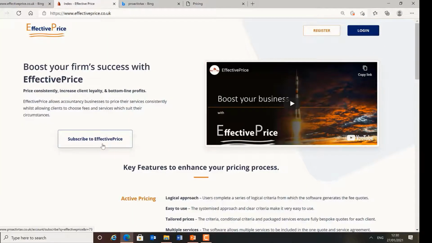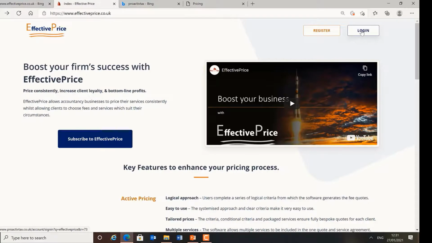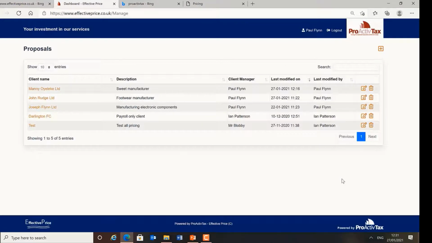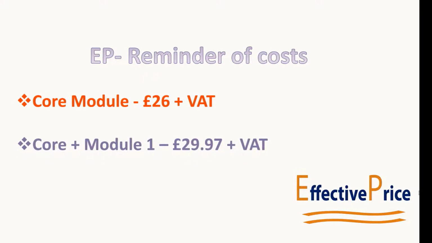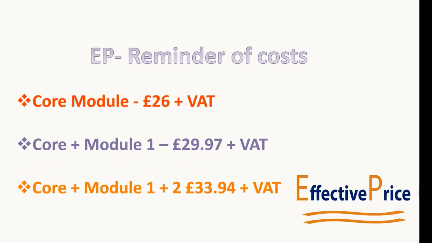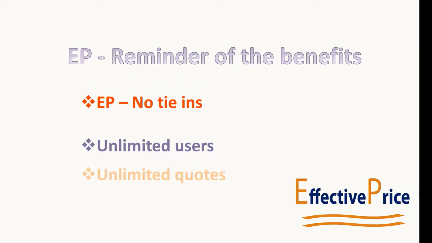So a quick recap. You can subscribe for the software through our Effective Price website, www.effectiveprice.co.uk, and choose which membership option you want. Once you subscribe, you can simply log in to the Effective Price resource. Depending upon which module you choose, the monthly subscription will range from £26 plus VAT per month for core to £29.97 plus VAT for module 1 on top of core and £33.94 plus VAT if you want to also bring into play module 2. Remember, there's no tie-in, unlimited quotes and unlimited users.